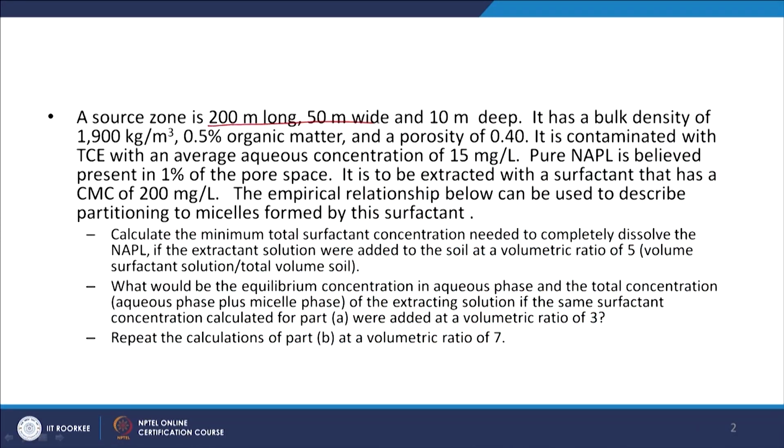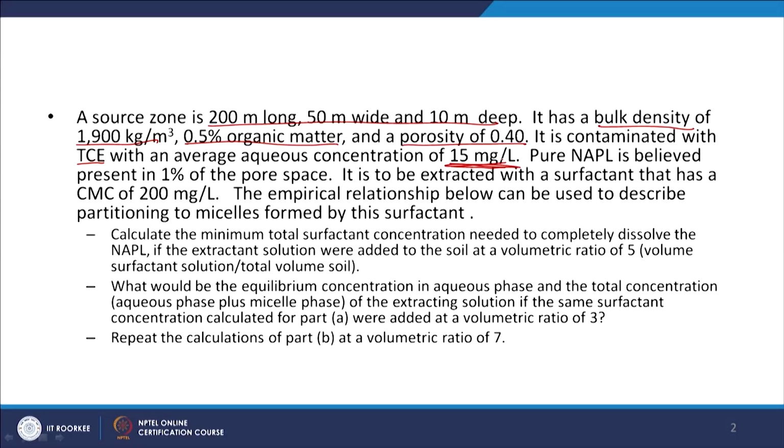So, I believe we already worked out a part of the question, but let us look at the question once again. We have a source zone, and the bulk density of soil is given, the fraction of the organic matter is given, and the relevant NAPL can be adsorbed onto the organic matter in the soil. The porosity of the soil is given. It is contaminated with trichloroethylene, and the aqueous concentration, as in the concentration in the groundwater, is 15 milligram per liter. Keep in mind, this is not the solubility limit, but it should have been the solubility if there was equilibrium, but again we will discuss these aspects later. So again, 15 milligrams of the relevant TCE per liter of water.